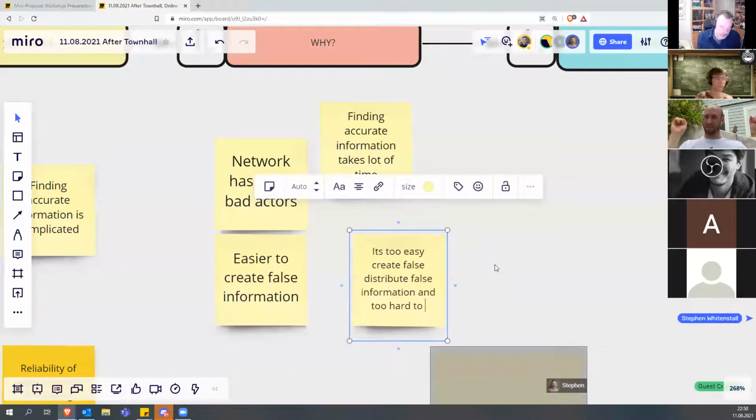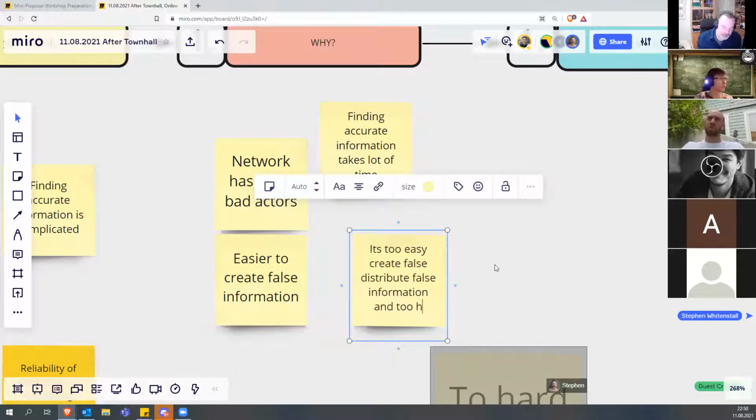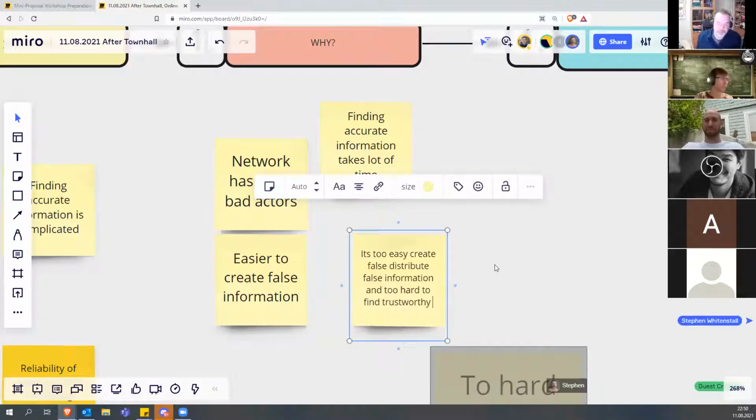Or maybe not true information, because it's really hard for truth to ever be an objective thing in people's minds, because everybody's always going to disagree, even when we have a system like this. So maybe trustworthy information would be the better word. Too hard to find trustworthy information. Yeah, because sometimes stuff can change, and I think trustworthy would be a better word. Yeah, nice.